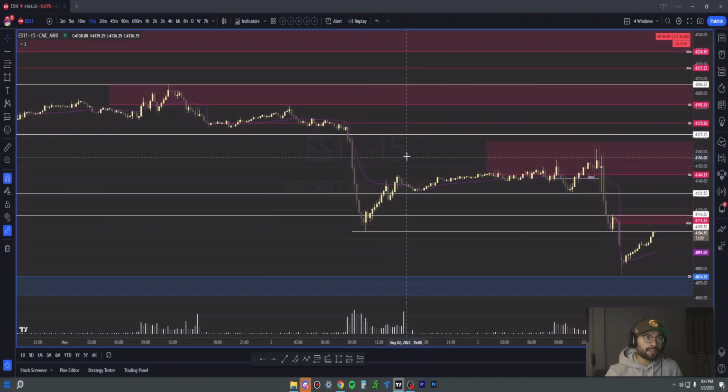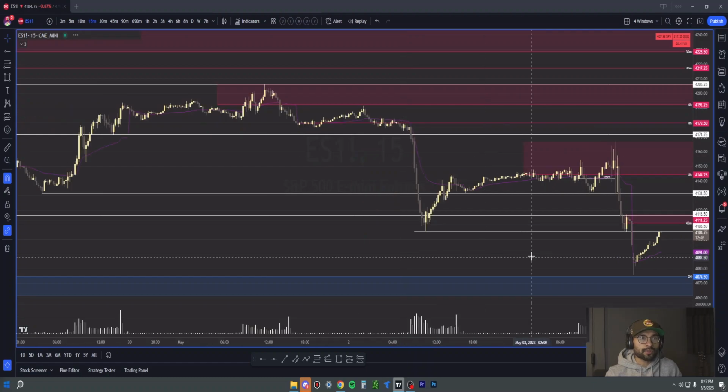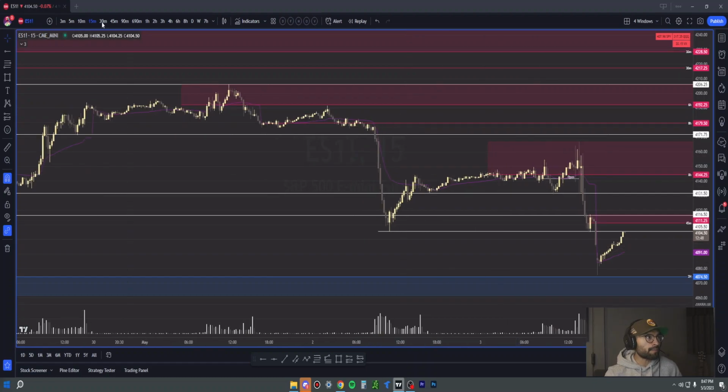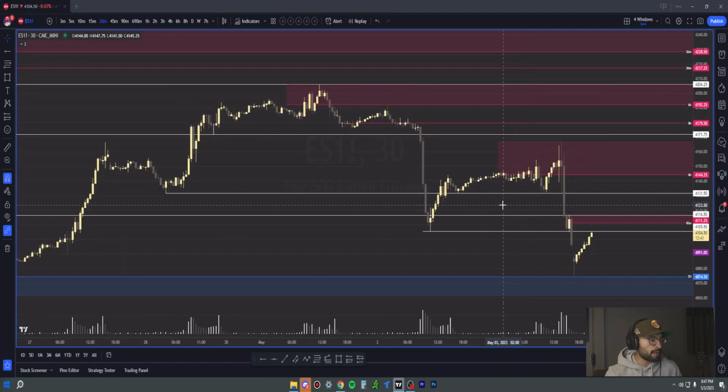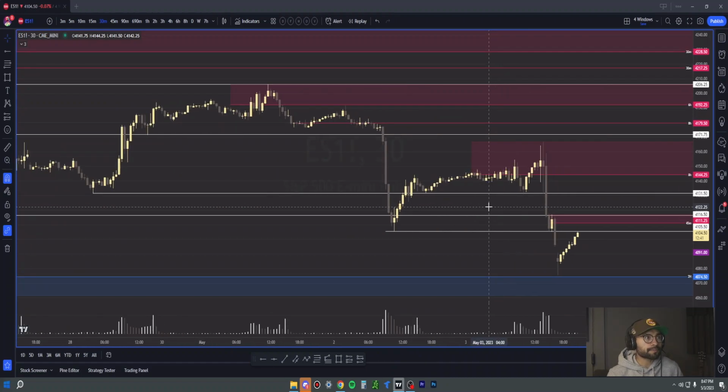So every strategy has its pros and cons. I talked to a couple of people that trade off the EMA crossing, and they got in right here. Again, every strategy has its pros and cons. But for me, I've just been sticking to supply and demand for about a year now.